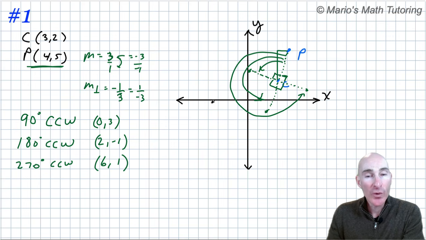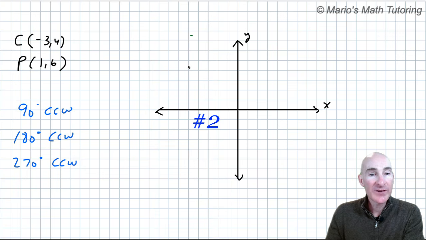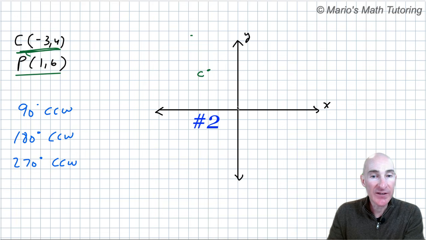So let me erase this whiteboard. Let's do a second example. Maybe see if you can practice this one on your own, and we'll go through it together. Okay, for this second example now, we're going to take the center of rotation here at negative 3, 4. So let's go ahead and plot that point right there. And we want to rotate the point 1, 6 about this center of rotation. So let's see, 1, 6 is 1, 1, 2, 3, 4, 5, 6 right here. So that's our point. So we're going to do that same technique.